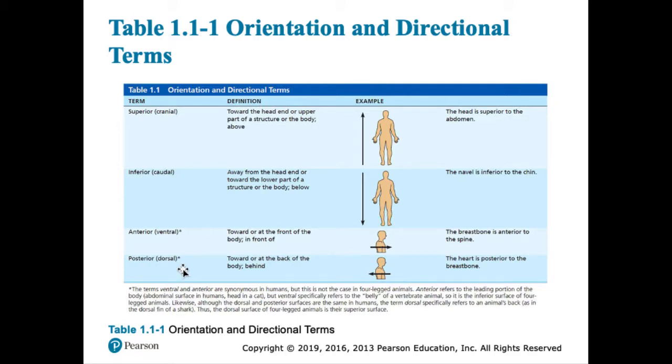That's towards or at the back of the body or behind. So the heart is posterior to the breastbone. You're looking this way on an anatomical form, right? So those are some of the basic ones. These are some of the easier ones to remember. My suggestion to you is to go through these individually.